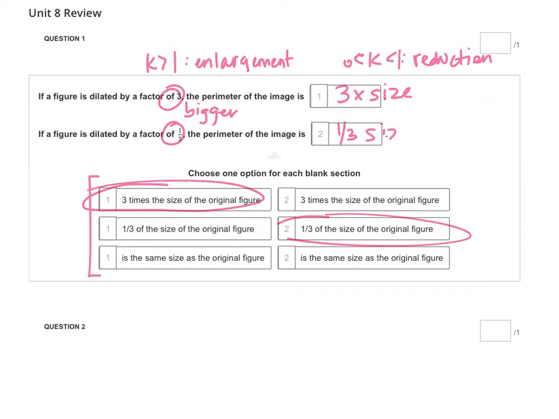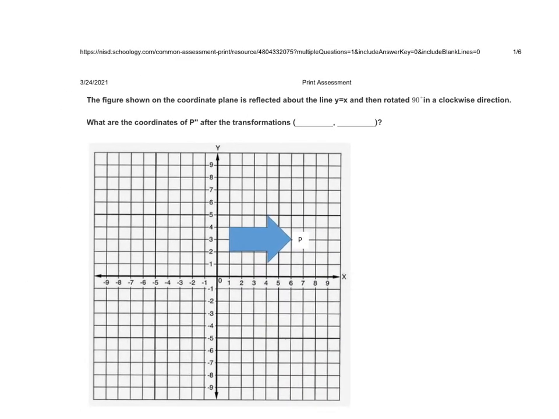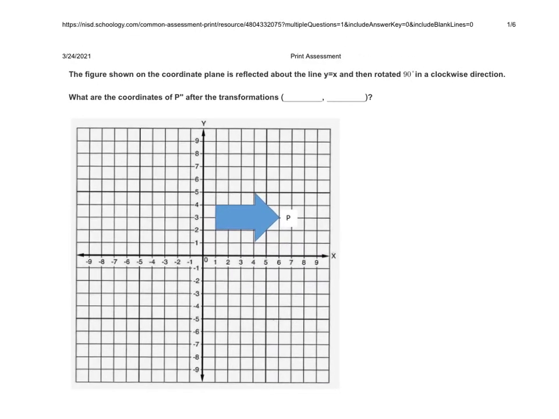1/3 the size. Okay. For number 2, we are looking at a coordinate plane. So here the figure shown on the coordinate plane is reflected about the line y equals x, okay? And then it is also rotated in a 90 degrees clockwise direction. So here we technically have 2 different types of transformations. We have a reflection first, and then we also have a rotation. So what we're going to do, we're going to have to move it 2 times. So let's do one motion at a time.